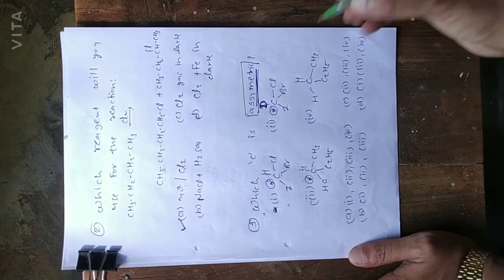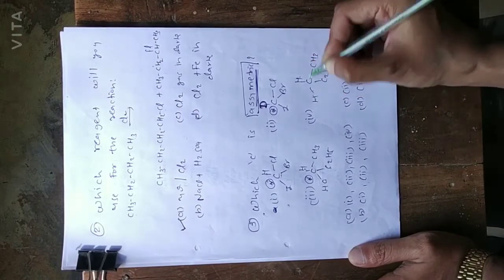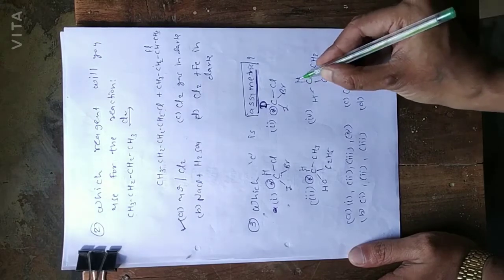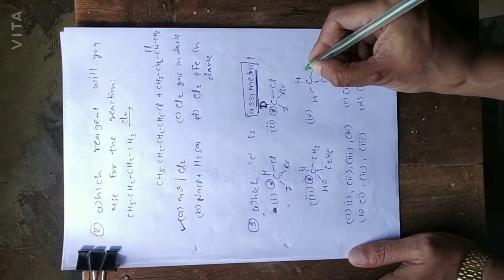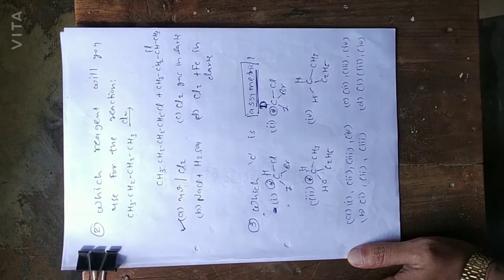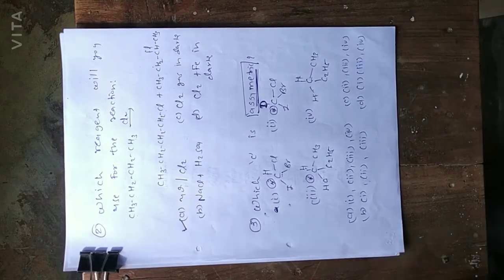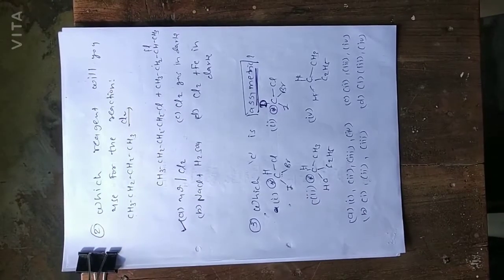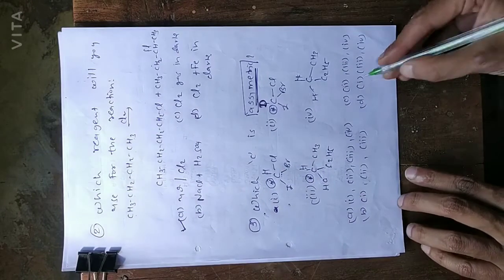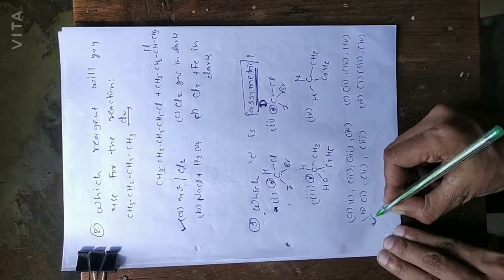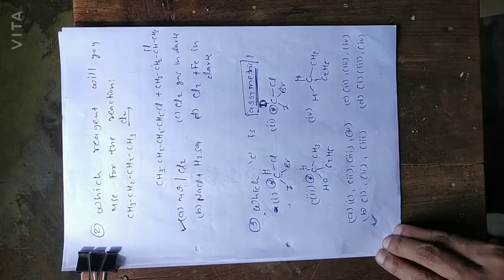Fourth one, you can see here 2 hydrogens are attached to the same carbon. So it is not an asymmetric carbon because 2 same groups are attached to the carbon. So it is not an asymmetric carbon or chiral carbon. So which are the chiral carbons? 1, 2 and 3. You can see the option B here. Okay.